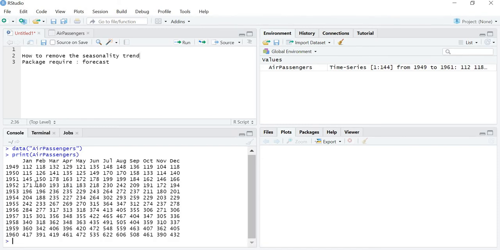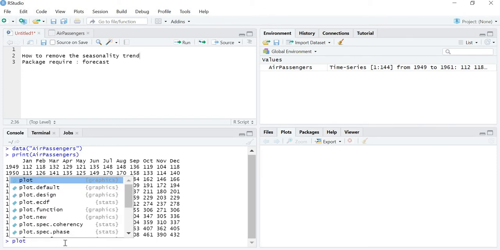Now you can see these are the values. This is the data for the passengers that are boarding the plane. In the year 1949, this was the data for the passengers for different months. For 1950, this was the data, and till 1960, these are the data. Now let's plot this diagram.